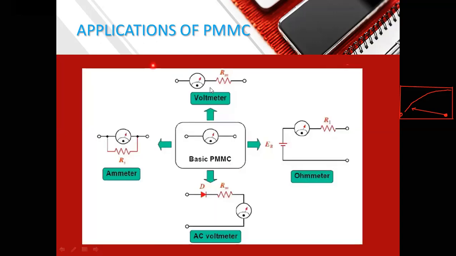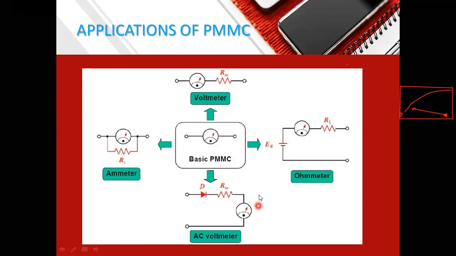How? Let us see. For using PMMC as a voltmeter, this is the PMMC. You just have to connect a series resistance. And to use it as an ammeter for different ranges, we have to connect a shunt resistance. And to use it as an ohm meter, we have to connect the basic meter in series with the resistance along with some DC voltage. Then it will work like an ohm meter.